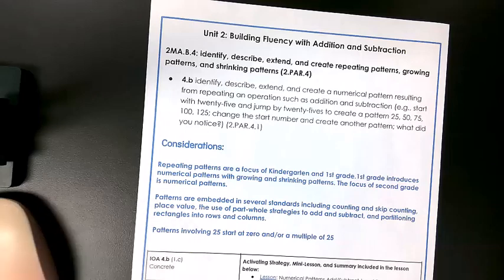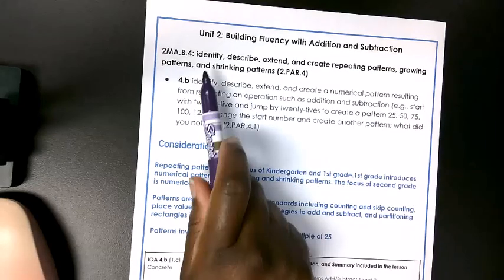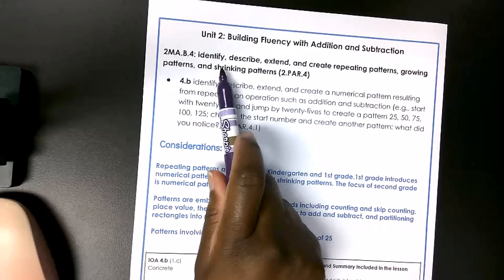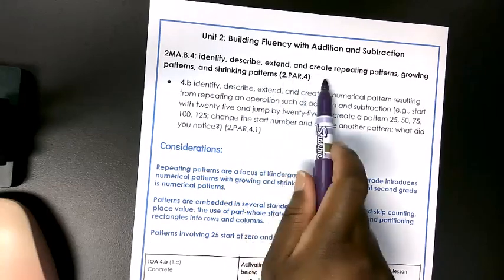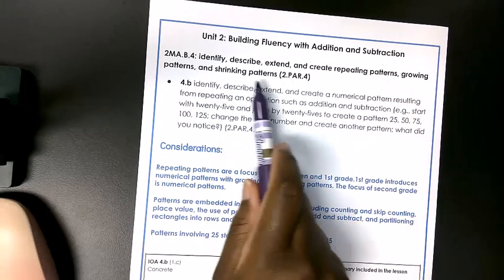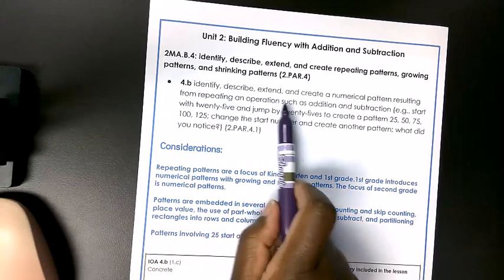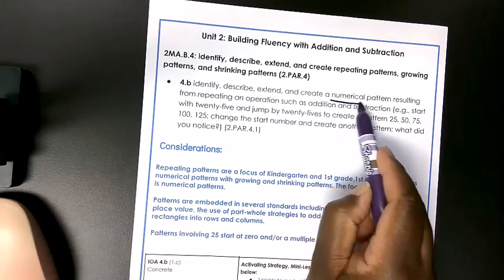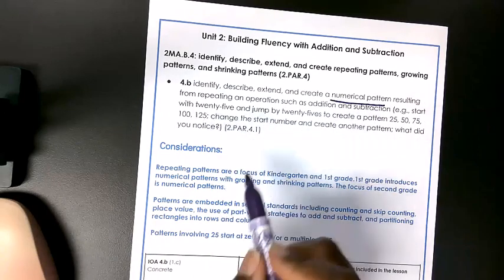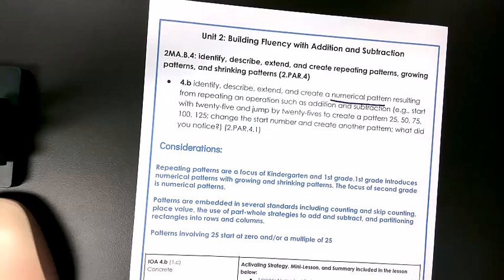Second example I would like to highlight is AKS 4 IOA B. This standard is new to second grade. So let's look at it. We know that the overarching standard is to identify, describe, extend, and create repeating patterns, growing patterns, and shrinking patterns. The part of the standard, or the IOA, that we're going to look at today is IOA 4B. Identify, describe, extend, and create a numerical pattern resulting from repeating an operation such as addition and subtraction.